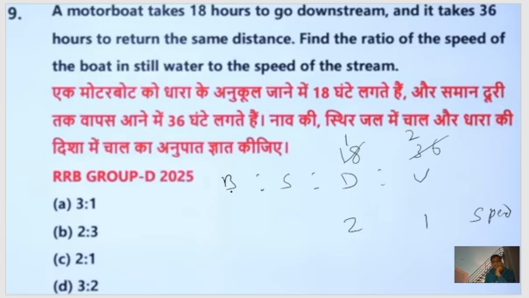So what is this boat value? 2 plus 1 is 3 and 3 upon 2 is 1.5, and 2 minus 1 is 1 and 1 upon 2 means 0.5. So 0.5 and 1.5, the ratio becomes 3:1. 3:1 is the ratio between the speed of boat and the speed of current or speed of stream.